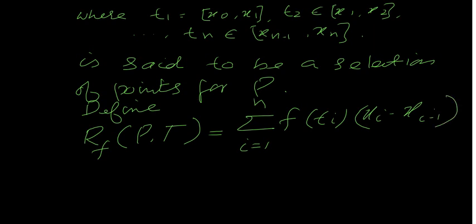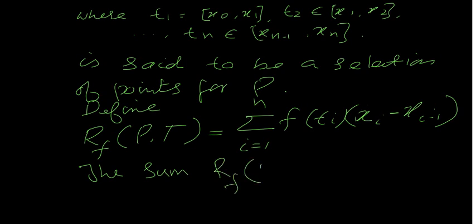This is xi here. This is equal to the summation of f(ti) times (xi minus x(i-1)). This sum R for the function f with respect to the partition P and with respect to this selection of points is called a Riemann sum associated with the partition P.